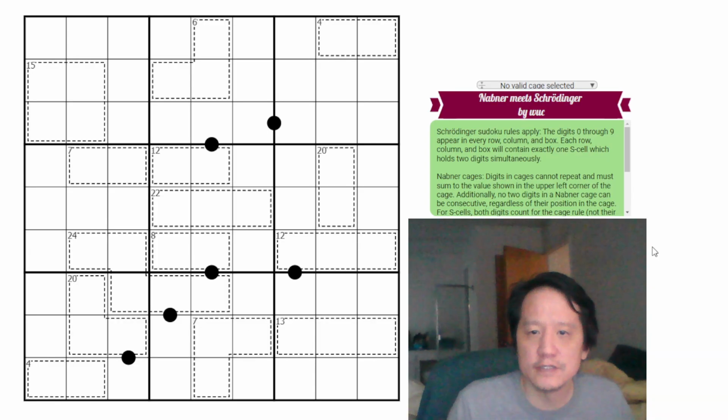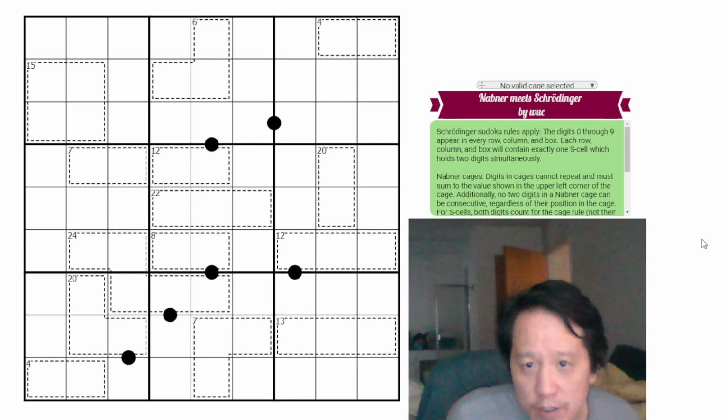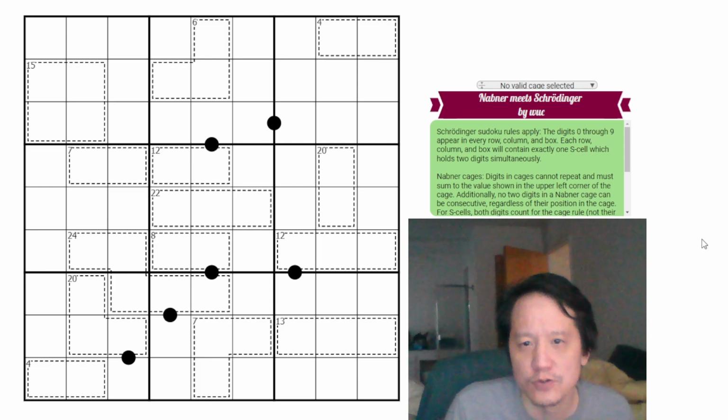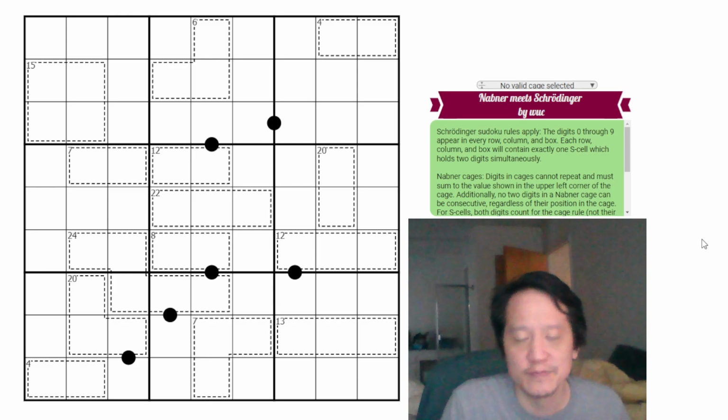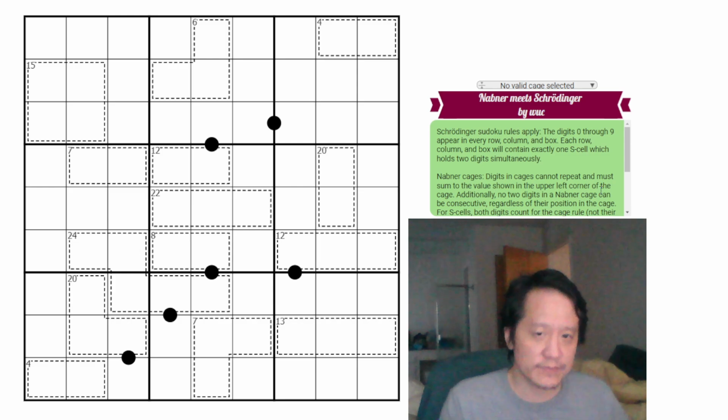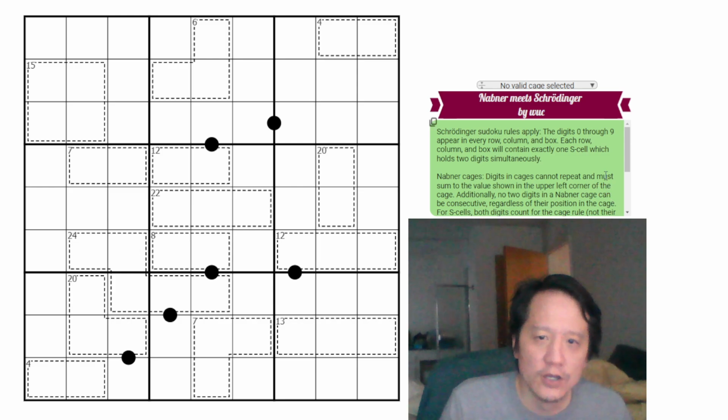And now, onto the puzzle. Today's puzzle is Nabner meets Schrödinger by Wook, or Wook. I'm not sure how you pronounce it. Anyways, here are the rules.